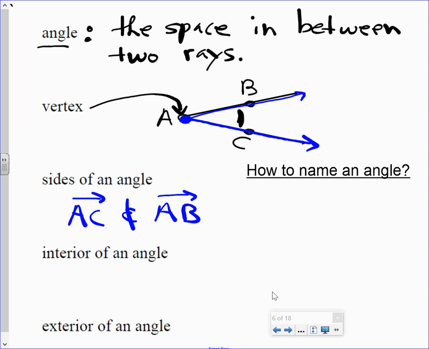The first way is use an angle symbol. It's like a little bent L. It's an angle. I'm going to name it just by its vertex, which is point A. So I can call this angle, like this way, you with me, right? Angle A. Boom. That's one legitimate name for the angle.